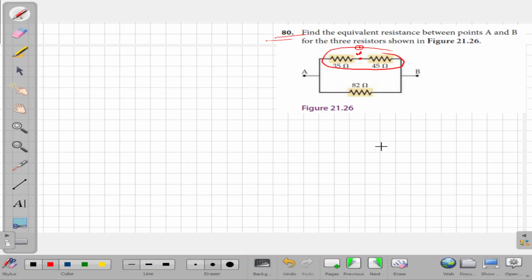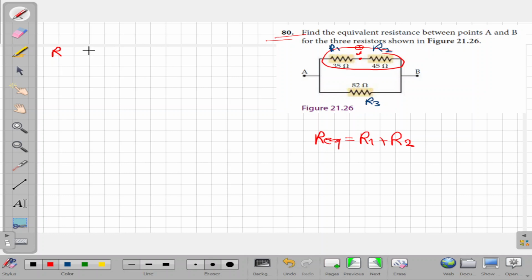How can we find the equivalent resistance? Simply by applying the following formula. Whenever we have two resistors or more in series, we should apply this formula: R equivalent equals R1 plus R2. Let's denote R1 for 35 ohm, R2 45 ohm, and R3 82 ohm. In the first step, we will need to find the R equivalent for this group of resistors.